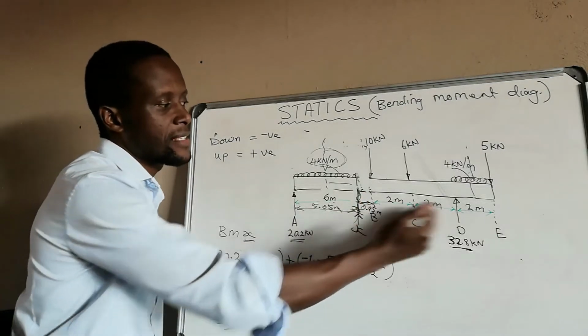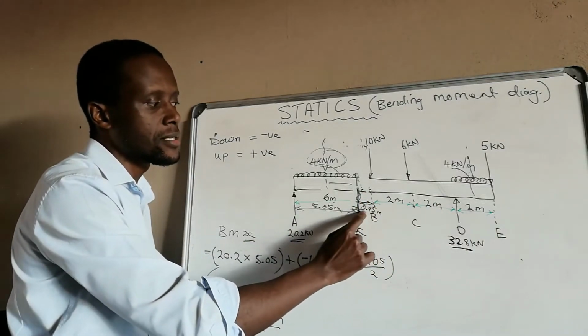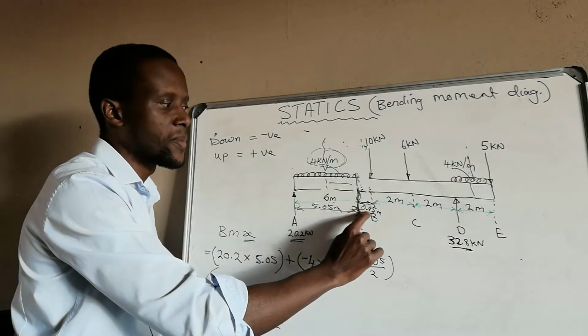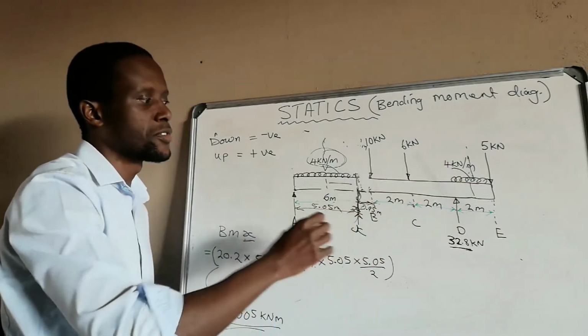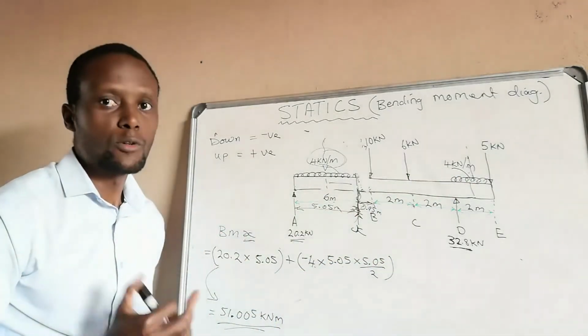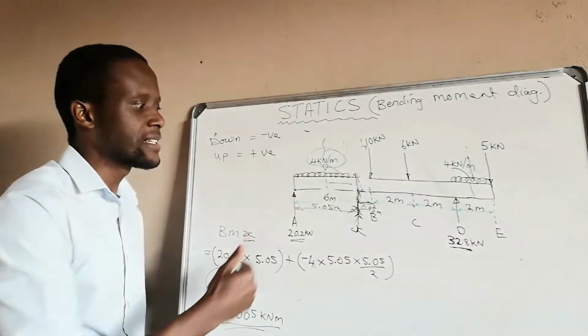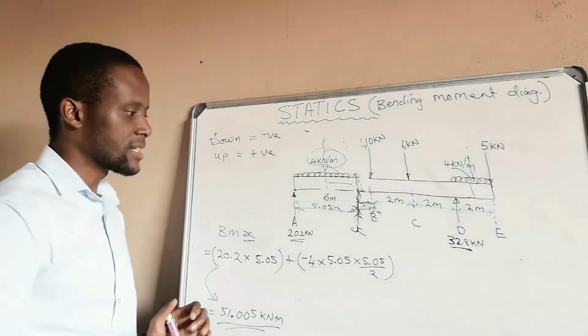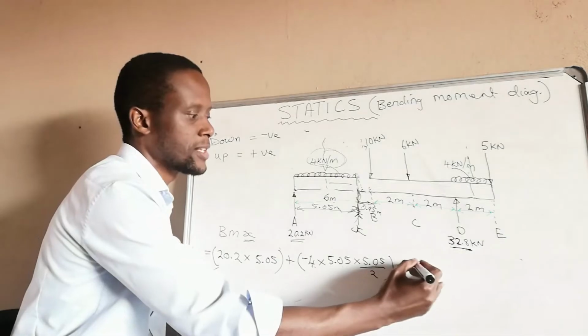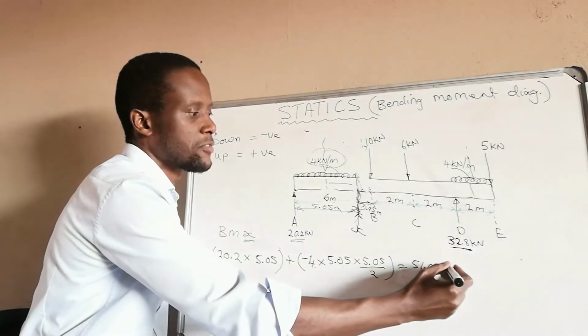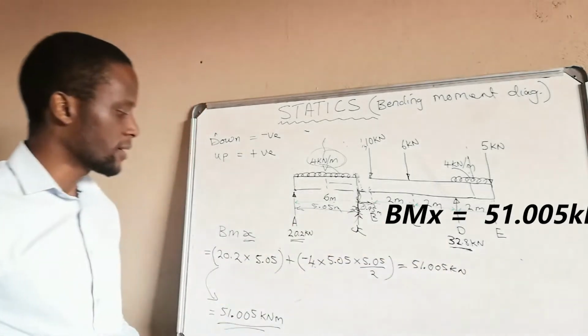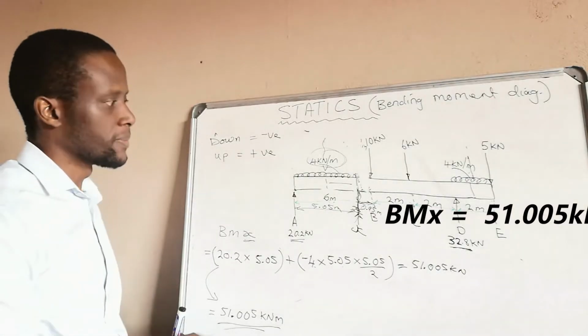Just do the easiest side to save yourself some time and also to avoid making mistakes. When you take the right side, there will be too many additions. You have to add the 0.95 plus 2 and so on and so forth. So chances of you making a mistake will be high, but just take the easiest side, one that you can easily calculate. So with this one, it's 51.005 kilonewton meters.